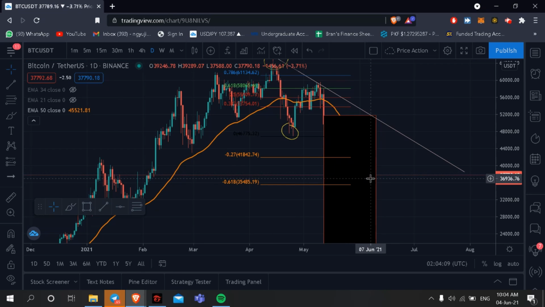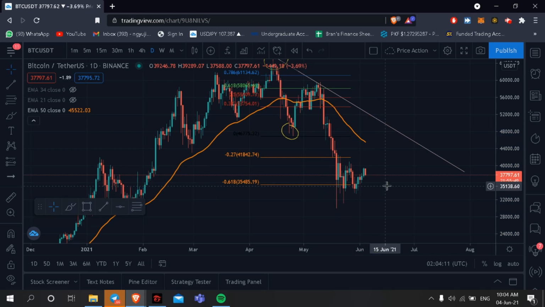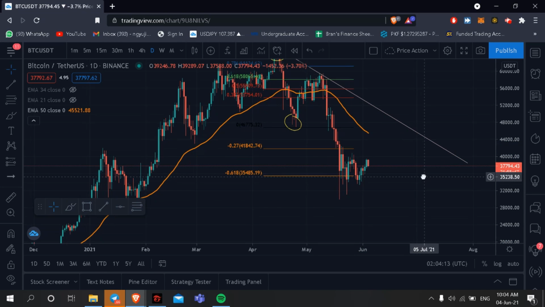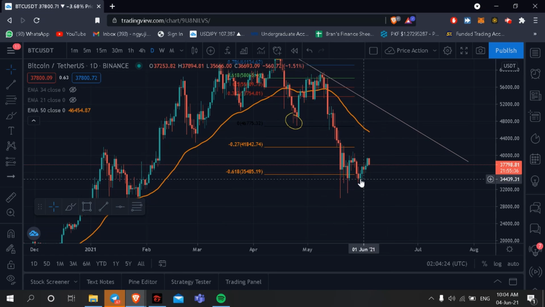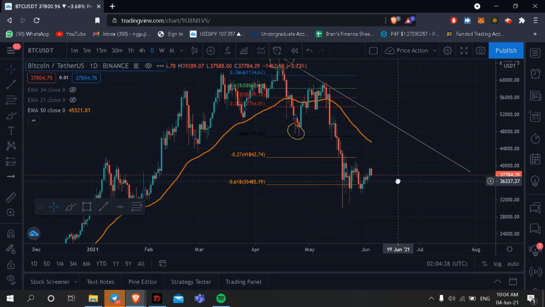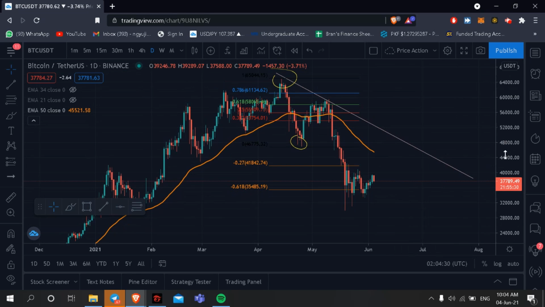Okay, now just deleting this box. Where do you see price hits? It hits the negative 0.27 Fib extension and even touches the negative 0.618, almost on the dot. Can you see? So this is where you can actually predict how much price would have gone if we use the Fib tool. Can you see how powerful this is?